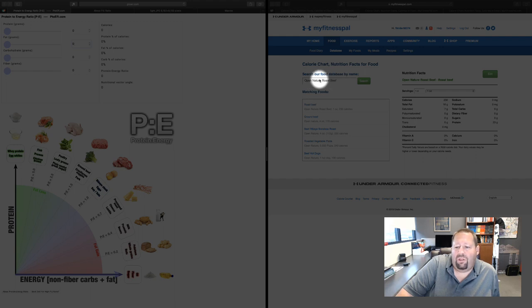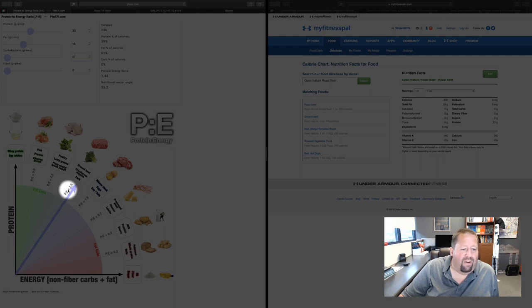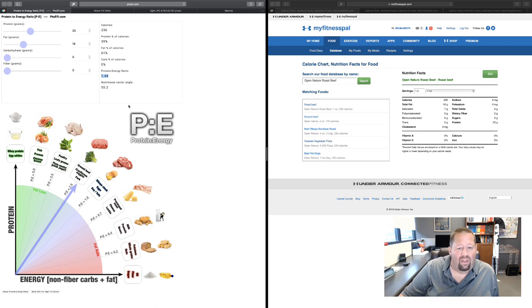So here's the Open Nature roast beef. You can see it's got 16 grams of fat, no carbohydrates, and 23 grams of protein. So let's plug that into the protein to energy ratio. We've got 23 grams of protein, 16 grams of fat, and no carbohydrates. Right there, you can see we're at about a 1.5 to 1, technically a 1.44 to 1. So that would be something in the fat loss category.